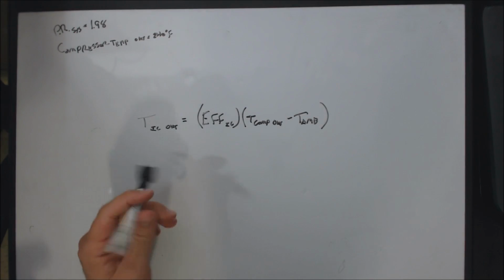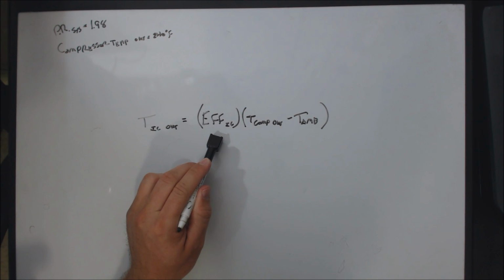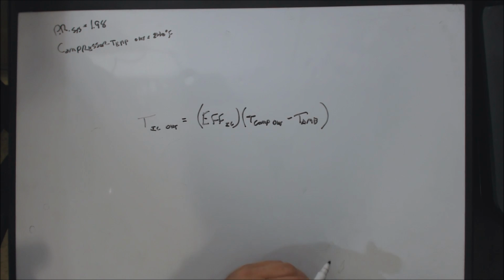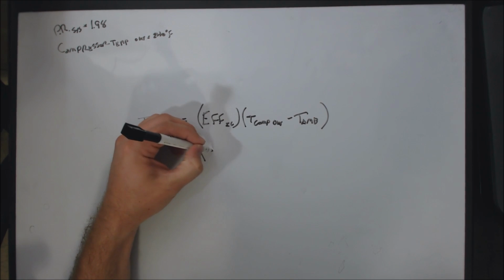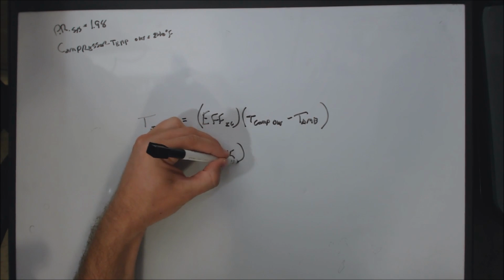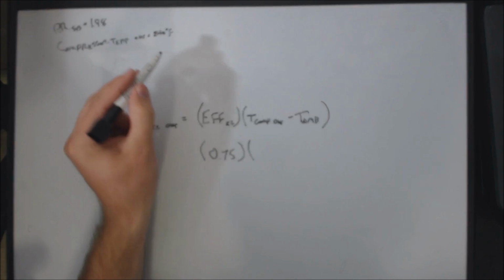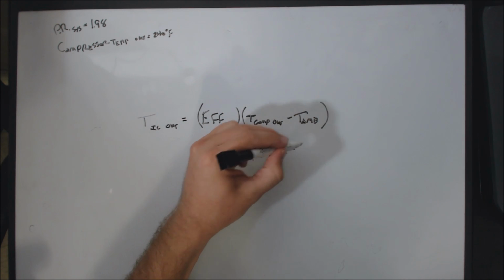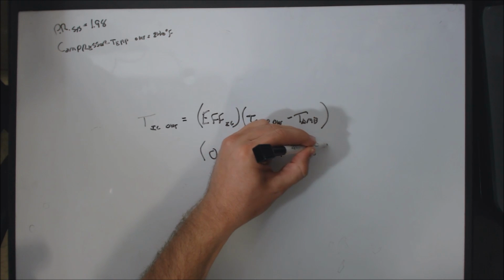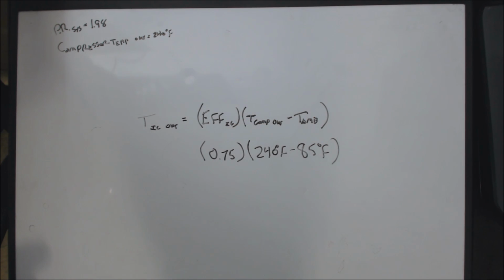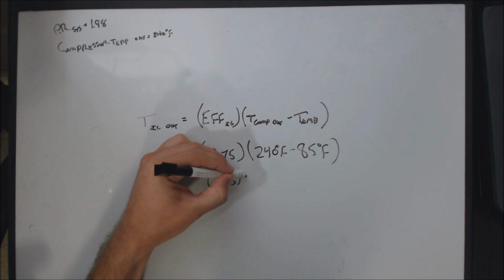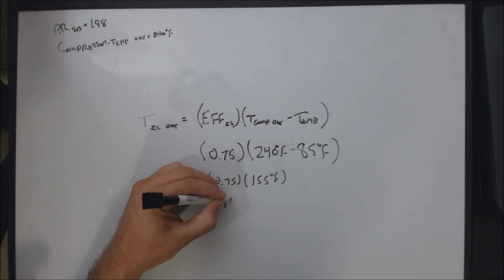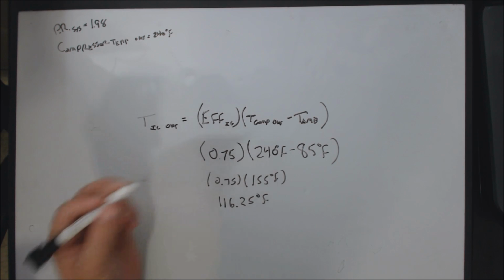Nice simple equation. I have the efficiency of the intercooler multiplied by the temperature of the compressor coming out minus your ambient temperature. In this case, we've assumed 85 degrees ambient. So let's say I have a 75% efficient intercooler times the temperature of the compressor coming out. We know that that is 240. And I'll subtract my ambient temperature. Computing 240 minus 85, I have 0.75 times 155 degrees Fahrenheit, which will give me 116.25 degrees Fahrenheit.